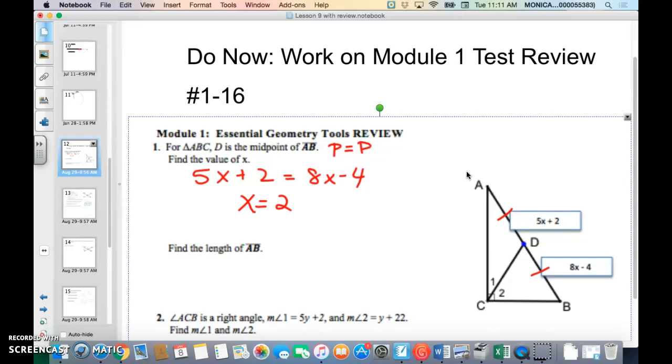Now, if you want to find the length of A to B, that's the whole side, you're going to plug 2 in for x. So you do 5 times 2 plus 2, which is 12. And you should expect to get the same thing when you do 8 times 2 minus 4, that's also 12. 12 plus 12 is 24. So the length of A to B is 24 units long.